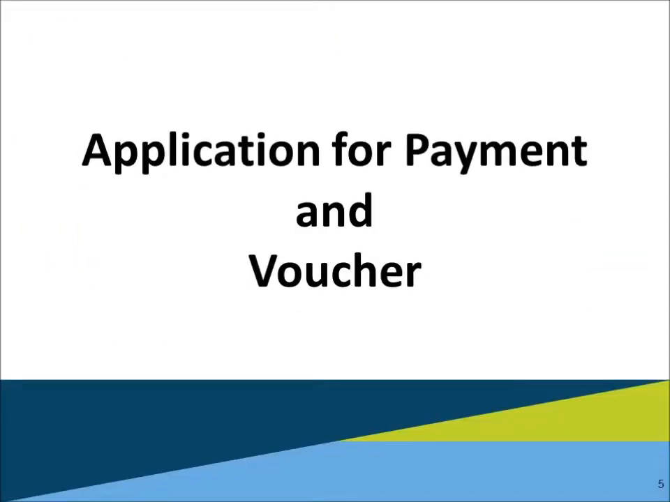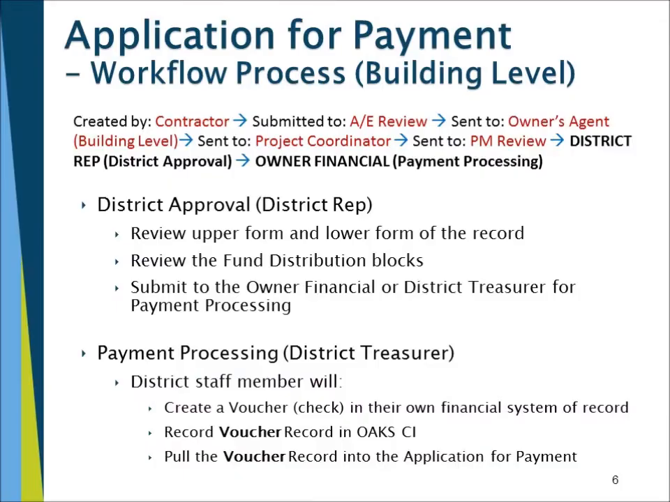We're now going to talk about applications for payment and vouchers. The application for payment process at the building level project is created by the contractor, submitted to the AE for review, then sent to the owner's agent for review, then to the project coordinator, to the project manager, and then to the district representative for district approval, and then to the owner financial for payment processing.